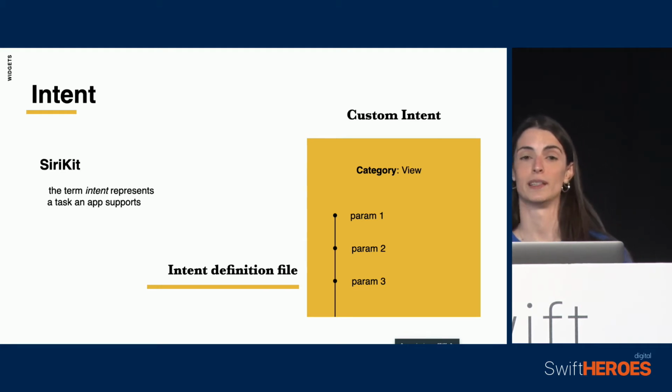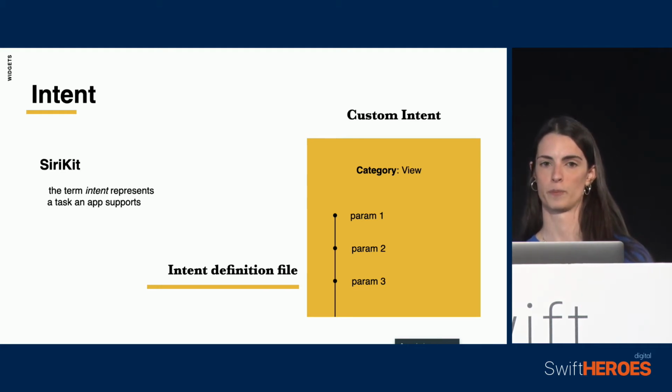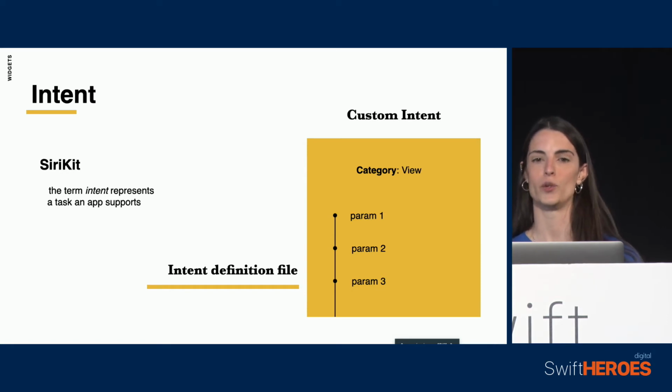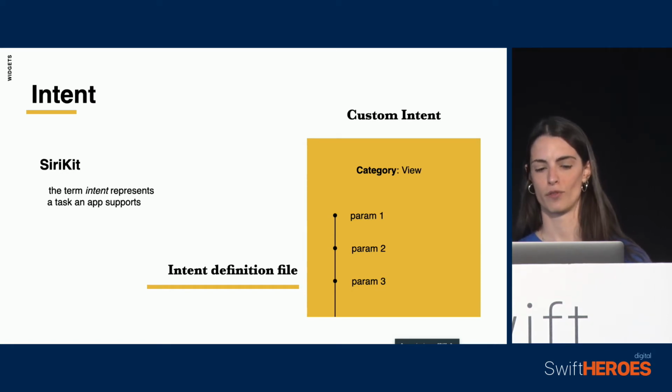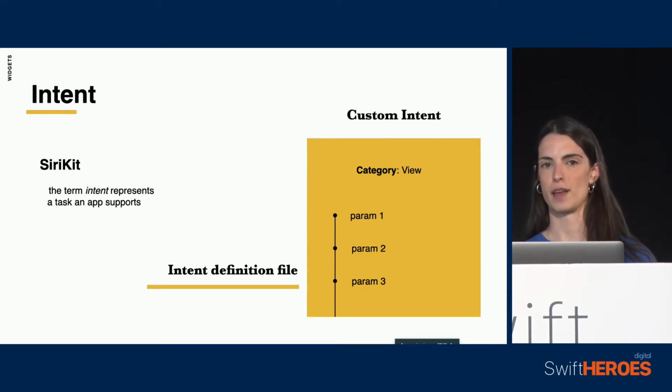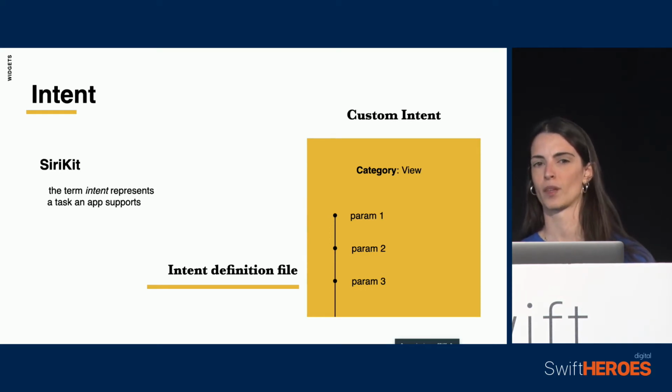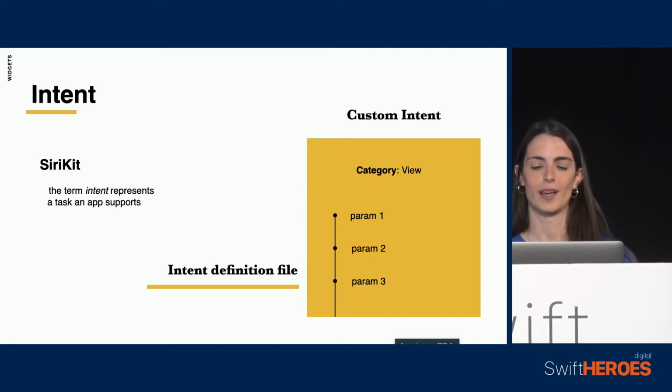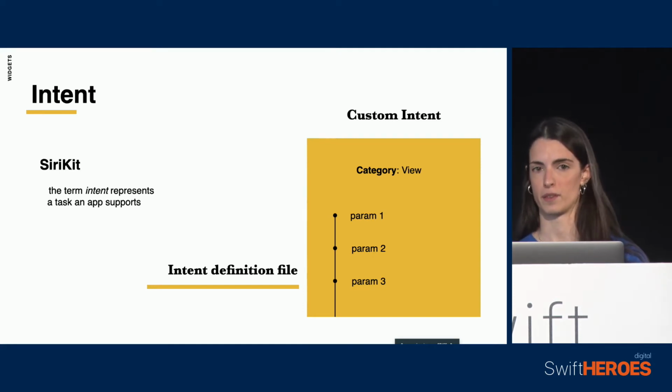The intent represents a task that an app supports. To create your intent, you need to add the intent configuration file in your extension. So here you can define all your custom intent. The category of this intent will be view, because of course you are rendering some information. And then you can add an array of parameters.